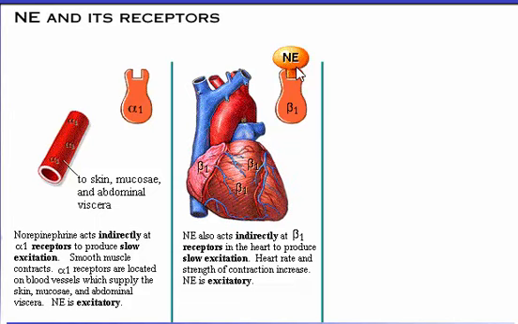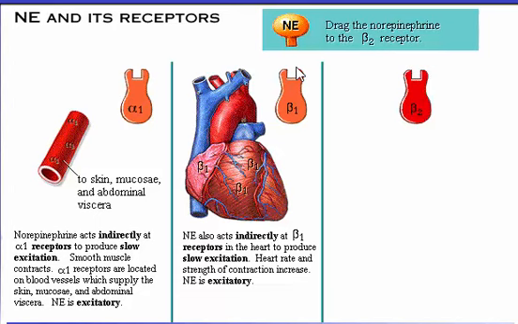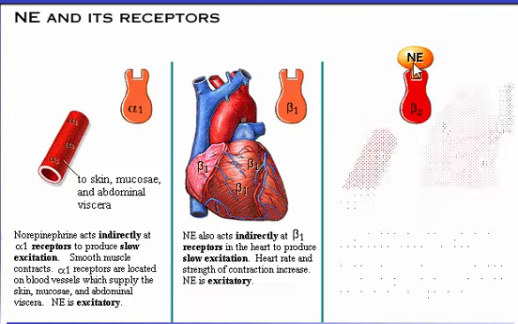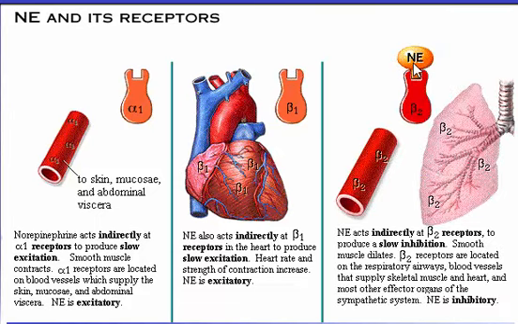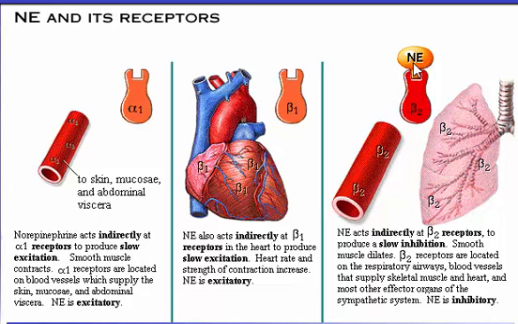Drag the norepinephrine to the beta-2 receptor. Norepinephrine acts indirectly at beta-2 receptors to produce a slow inhibition. This causes smooth muscle to dilate. Beta-2 receptors are located on the respiratory airways, blood vessels that supply skeletal muscle and heart, and most other effector organs of the sympathetic system. Norepinephrine is inhibitory at beta-2 receptors.